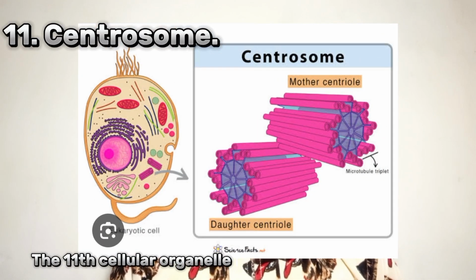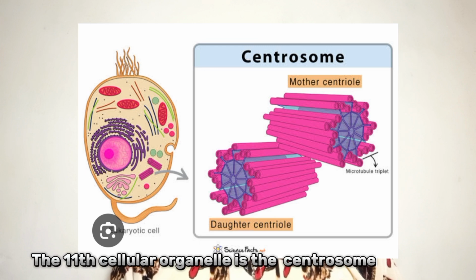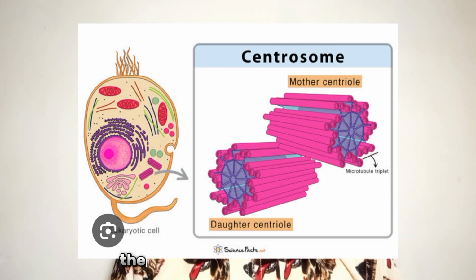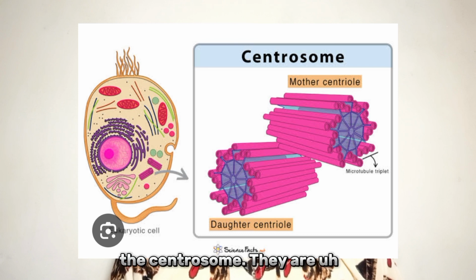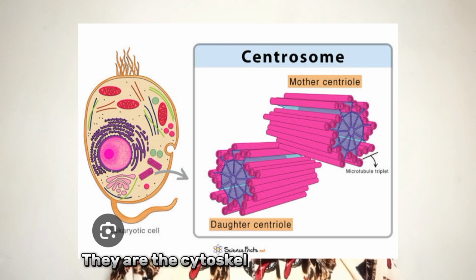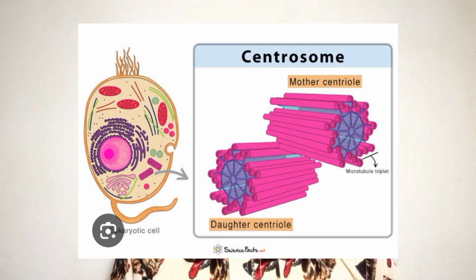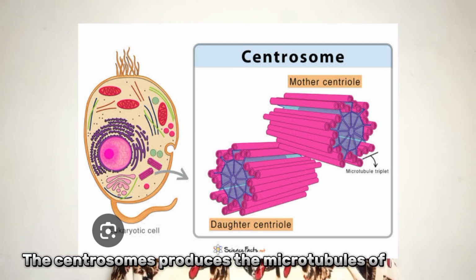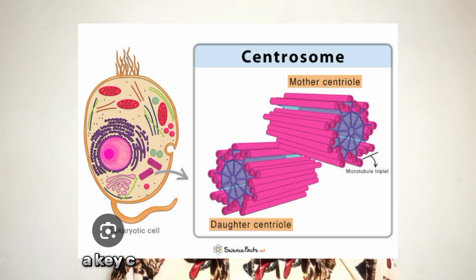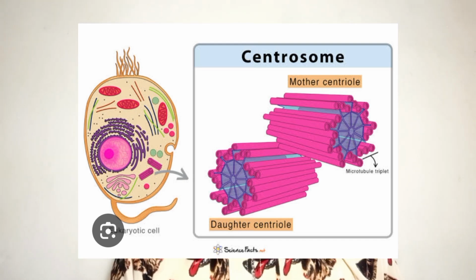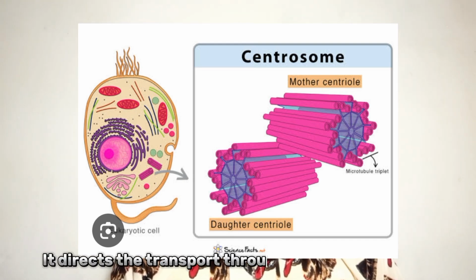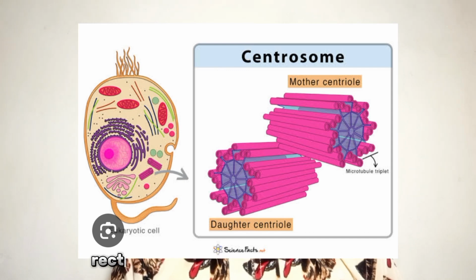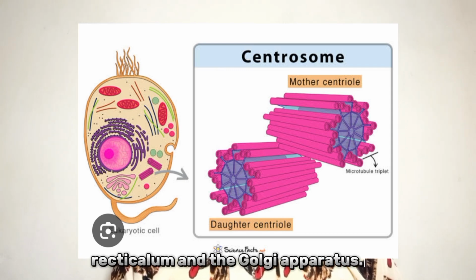The eleventh cellular organelle is the centrosome. They are the cytoskeleton organizers. The centrosome produces the microtubules of the cell, a key component of the cytoskeleton. It directs the transport through the endoplasmic reticulum and the Golgi apparatus.